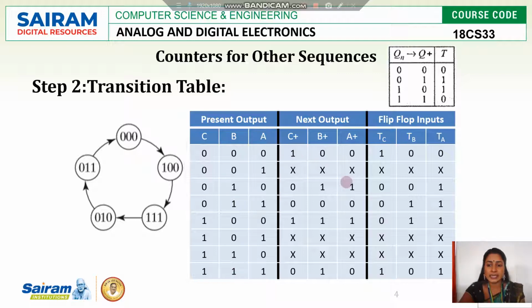Now for the next state, you have to check the state diagram. After 0 I have 4, so after 0 my next state will be 4. Next, 1 is not there in the state table, so next state won't be there. Then 2, you check for 2. 2 is there, so next state of 2 is 3, so I have written 3. Then check for 3. 3 is here, so next state of 3 is 0, so I have written 0.